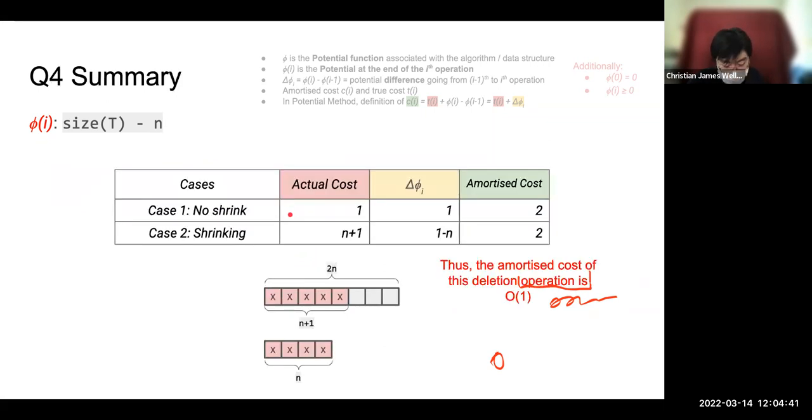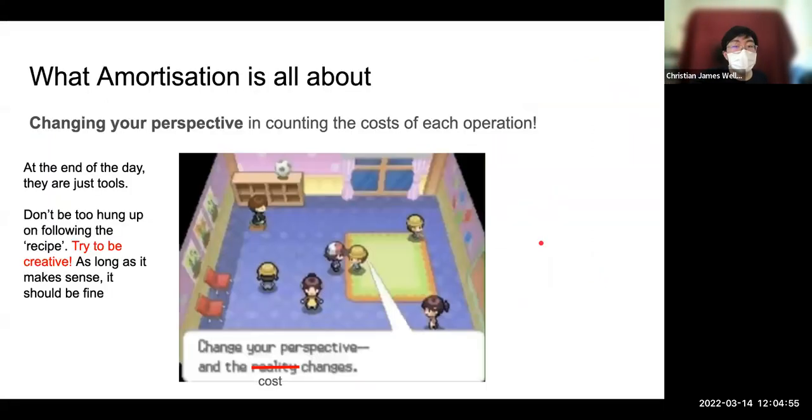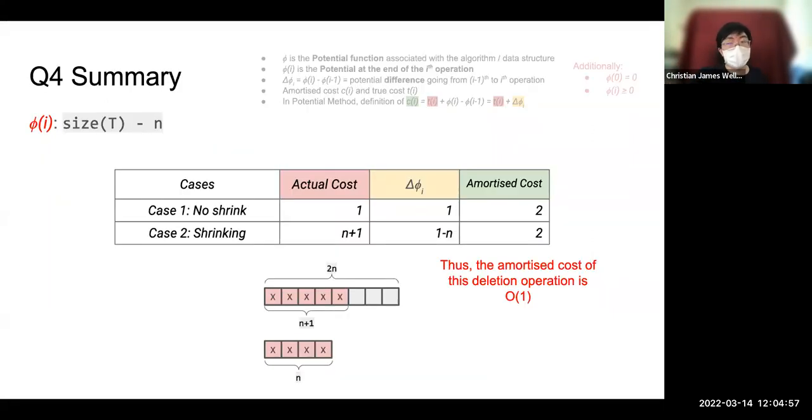To summarize, this is the table that summarizes everything. Case 1 of deletion is no shrinking, which gives you an amortized cost of 2, and case 2 is shrinking, which also gives you an amortized cost of 2. So that concludes question 4.